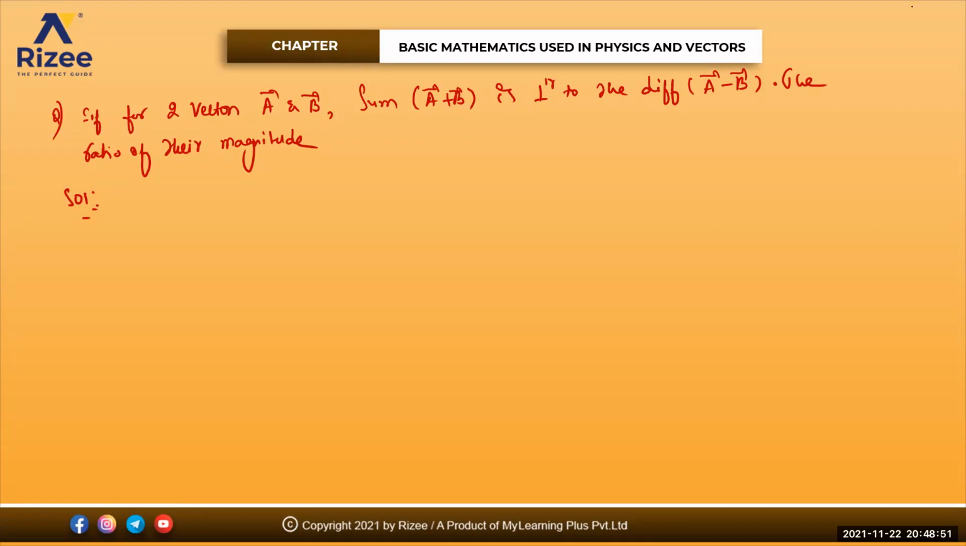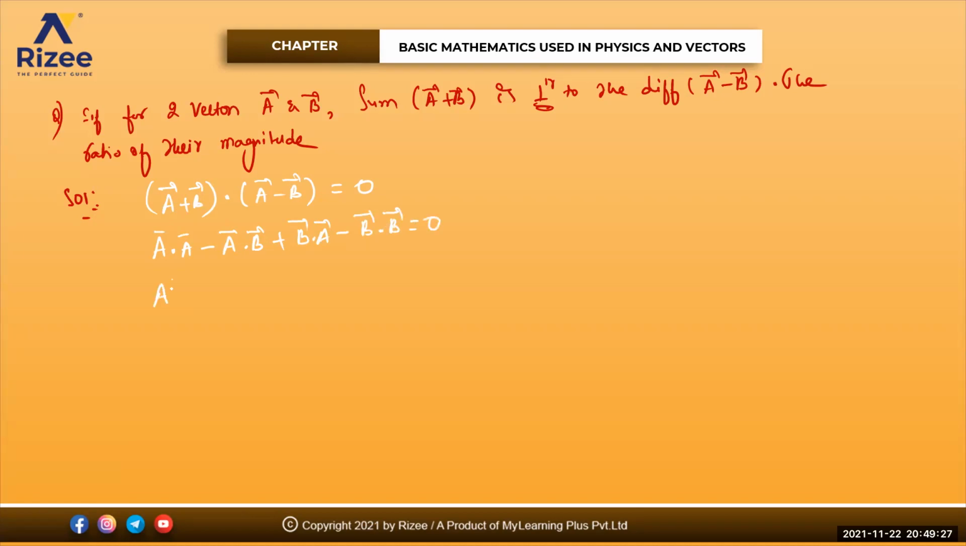See, A bar plus B bar is perpendicular to A bar minus B bar, beta. Perpendicular means this dot product will be equal to 0. We'll be multiplying this one like this. A bar dot A bar minus A bar dot B bar plus B bar dot A bar minus B bar dot B bar will be equal to 0.